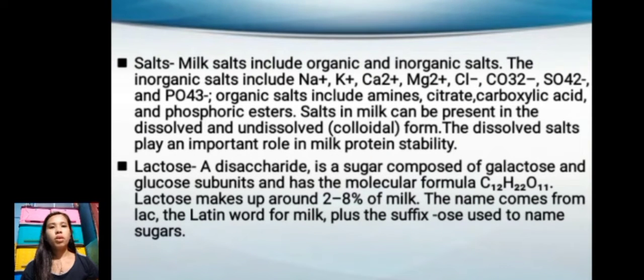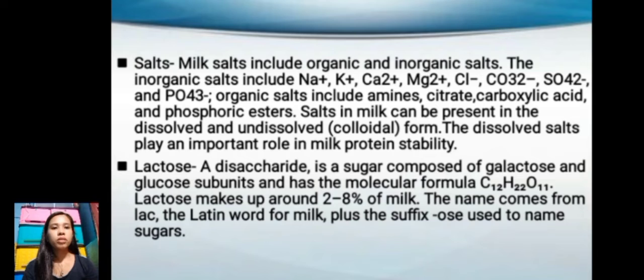The third one is salts. Milk salts include organic and inorganic salts. The inorganic salts include Na, which is sodium, K, which is potassium, Ca2+, which is calcium ion, Mg2+, which is magnesium ion, Cl, which is chlorine, CO3 2-, which is carbonate ion, SO4 2-, which is sulfate ion, and PO4 3-, which is phosphate ion.